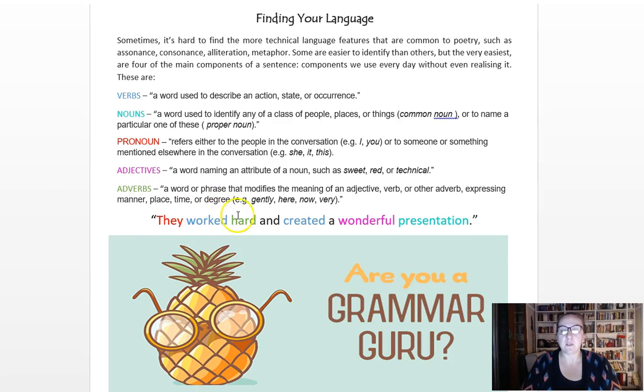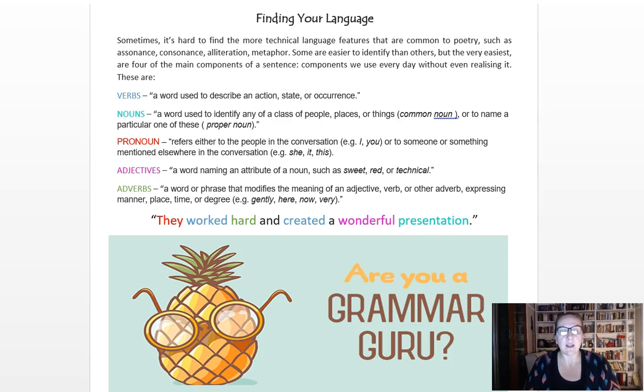Worked becomes a verb because we're working, we're doing something. Hard becomes the adverb because I didn't just say they're working, I said they're working hard. Created becomes a verb because they're making something, they're doing something. Wonderful is an adjective, sorry, because it describes the presentation, which is a noun. So a presentation that they're making is a thing, and wonderful is the adjective which describes how good that thing is.